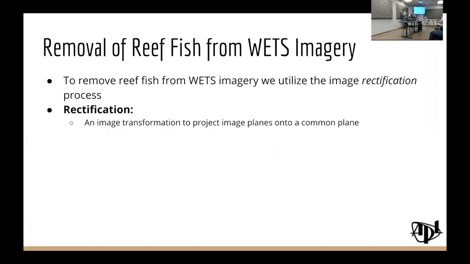Okay, however, this model is including all reef fish. And again, I really don't want to detect every single reef fish because that's just a lot of data. And so to remove this, we tried a different approach, where we utilized the stereo extrinsics again, and we utilized image rectification, and then we did a search across the common plane that it produces.